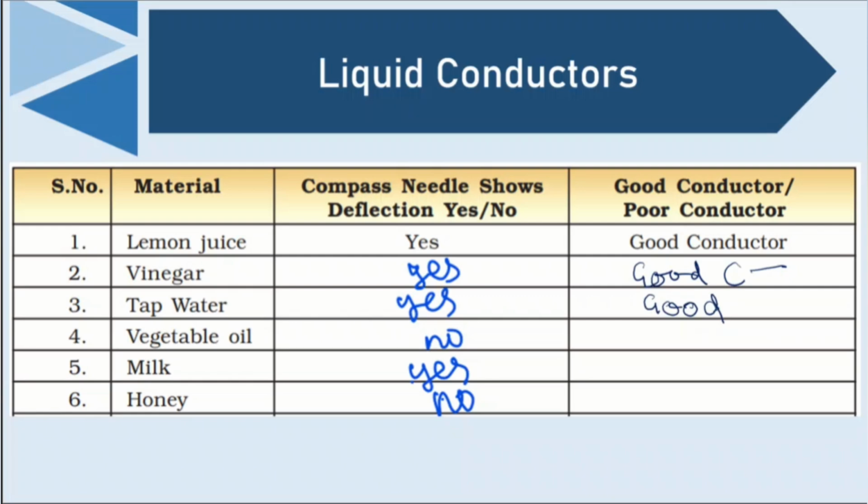Vegetable oil does not show deflection. That means it is a poor conductor or an insulator. Milk also shows deflection, so it is a good conductor. Honey does not show deflection, thus it is a poor conductor or an insulator. From this, we can conclude most liquids that conduct electricity are solutions of acid, bases, and salts.